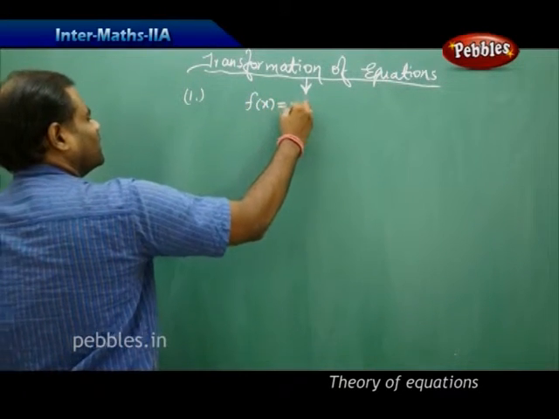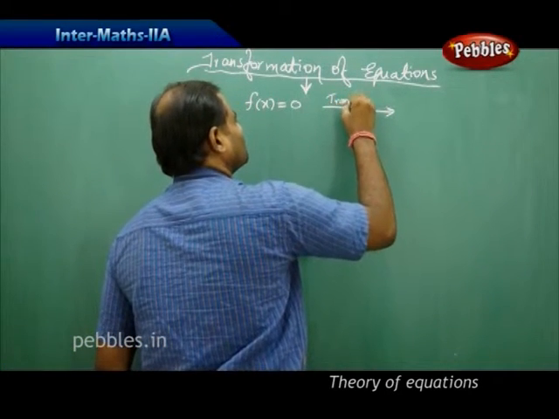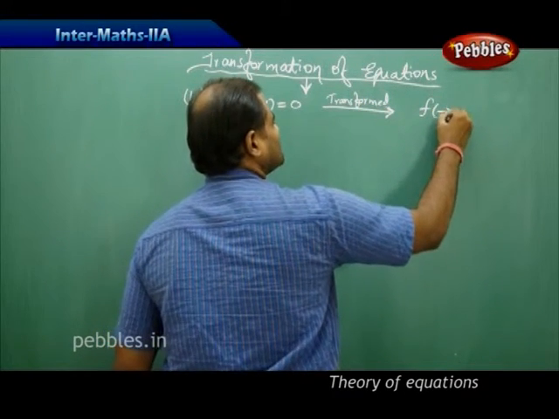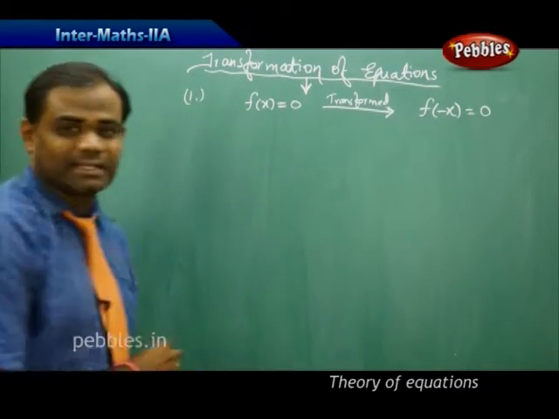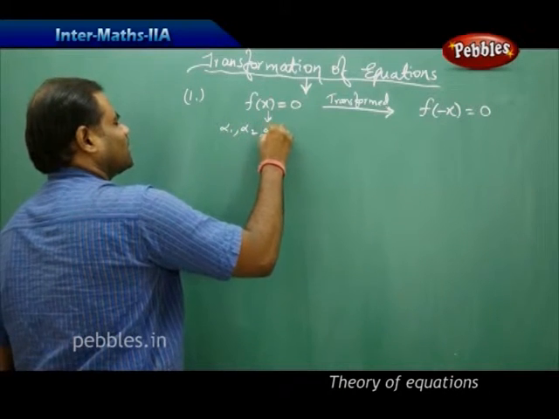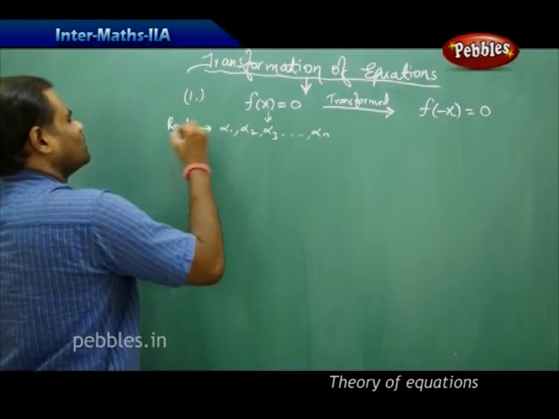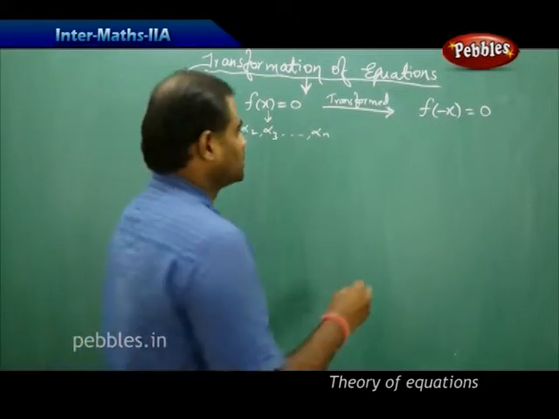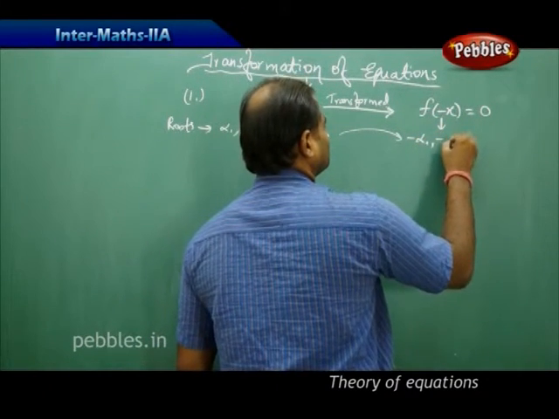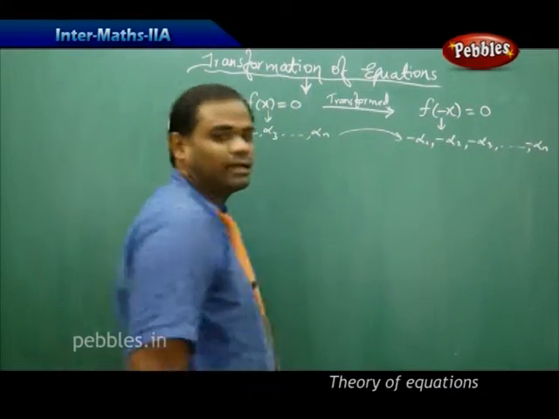To start with, the first property in the transformation: when my f of x equal to 0 is transformed into f of minus x equal to 0, then I say that if alpha 1, alpha 2, alpha 3, and so on till alpha n are the roots of the function f of x equal to 0, then the corresponding roots of this would be minus alpha 1, minus alpha 2, and so on till minus alpha n.